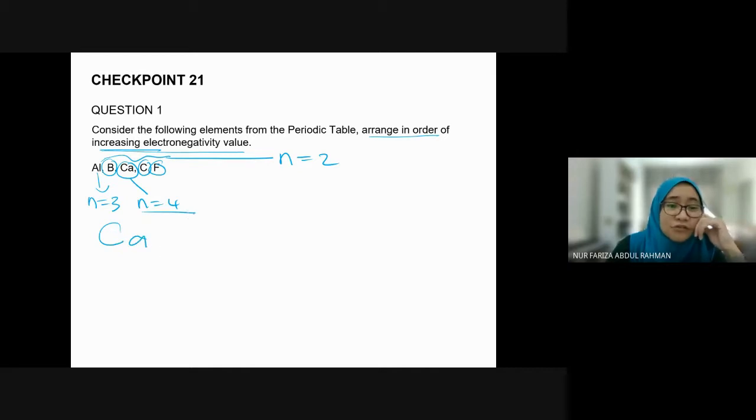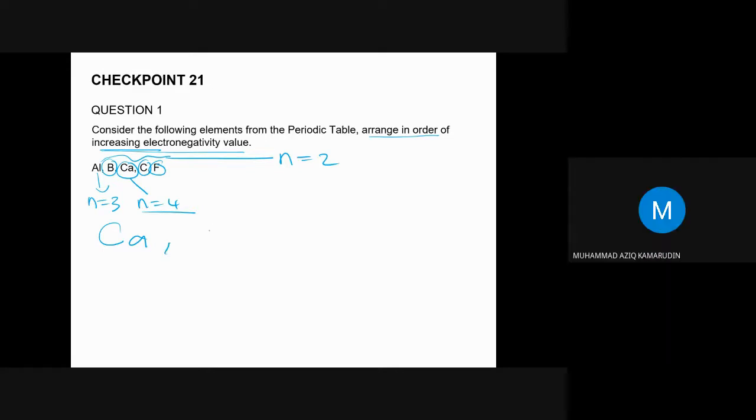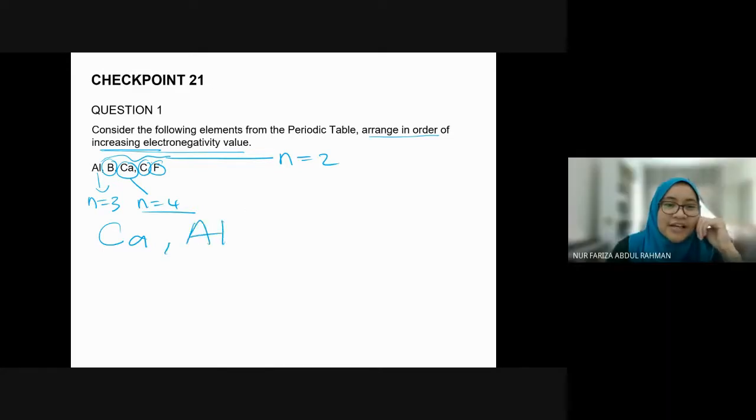Okay, because n is equal to 4, the size is larger, the attraction is weaker and so on, and the shielding effect is larger also, followed by aluminium. So now, this is in terms of down the group, n = 4 and 3.